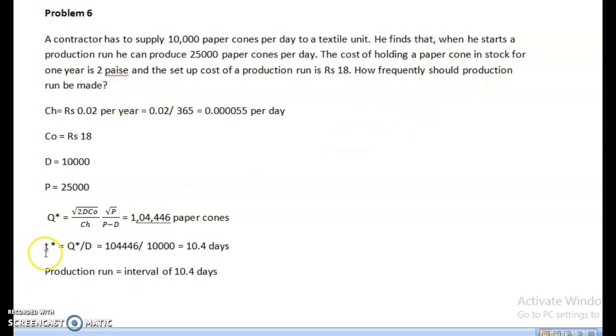Therefore we compute T optimal. T optimal is equal to Q optimal divided by D. Q optimal is 1,04,446 divided by D, which is 10,000. Then we get the answer 10.4 days. Then we can say that the production run is to be made at an interval of 10.4 days.